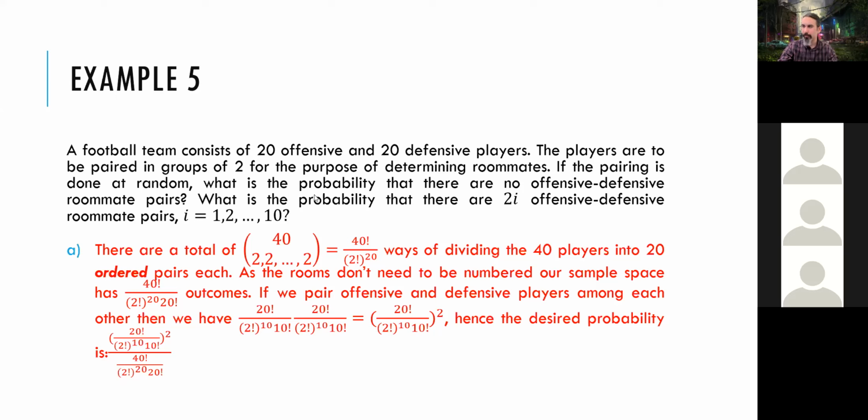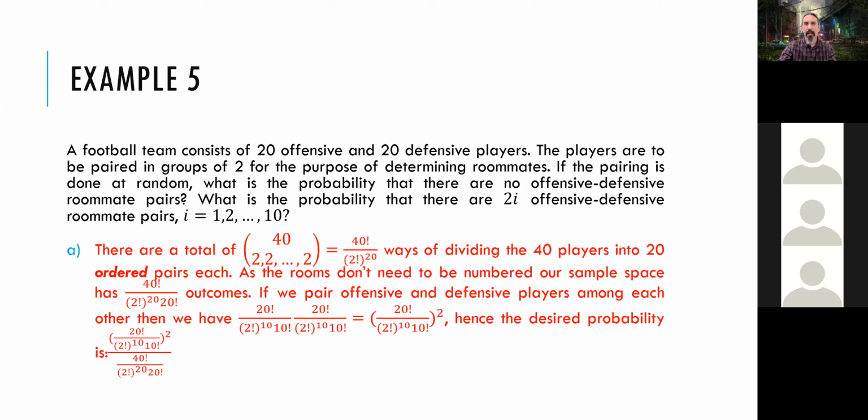It says, what's the probability that there are 2i offensive-defensive roommate pairs, where i is going from 1 to 10. So 2i pairs. You can have 20 pairs, you can have 2 pairs. It starts with 2i, i is 1 to 10. So we have to make sure that we find the number of offensive-defensive players first.